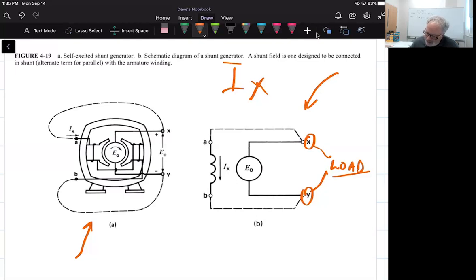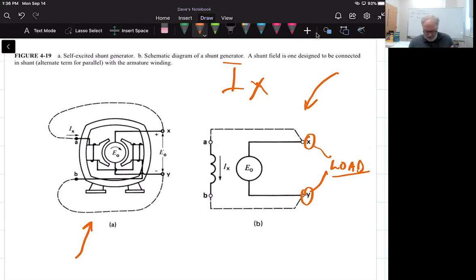Earlier, with the separately excited generator, we had something outside the generator that provided that flux. But now we're looking at something that occurs entirely within the machine itself, and it's really pretty interesting. The principal advantage is that you don't need a separate source to provide this excitation. So how does this self-excitation work?